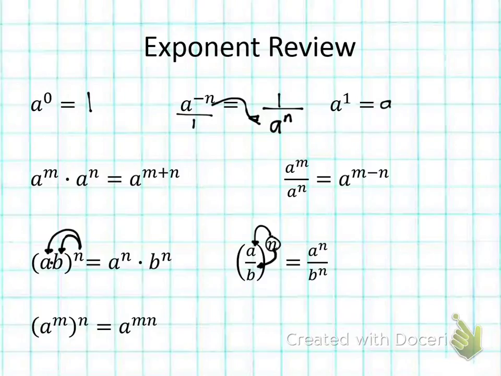And then the last one we have right here. When we have a power being raised by a power, you're going to multiply the power. So we have A to the m, all raised to the nth power. You're going to keep the same base of A, and then you're going to multiply m times n. So it's going to be A to the m times n. Okay? So these are a review.